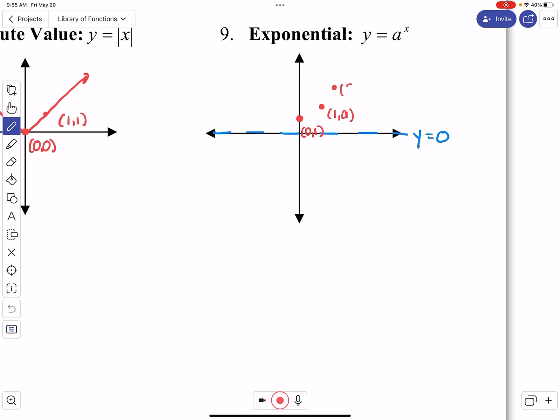And then I have 2, a squared. Like if you plug in a 2, you square a. If you plug in a 3, you'll cube it, and so on. And so this one is going to look like that.